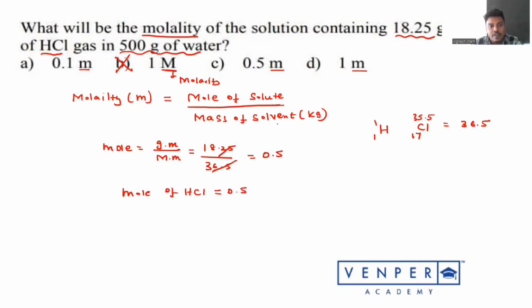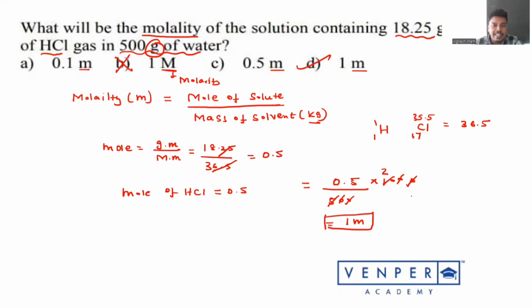Now what is the mass of solvent? 500 gram. In the question the mass is given in gram, but the formula needs kilogram, so we have to convert gram to kilogram. Now apply the formula. The moles of solute is 0.5, the mass of solvent is 500 into 1000. The zeros cancel, and we get 2. Then the answer is 1 molality. You should write small m, not capital M. Therefore, option D is correct.